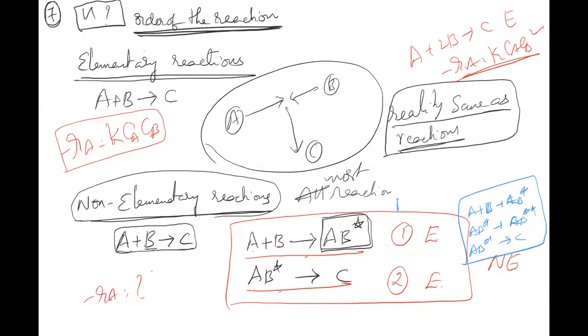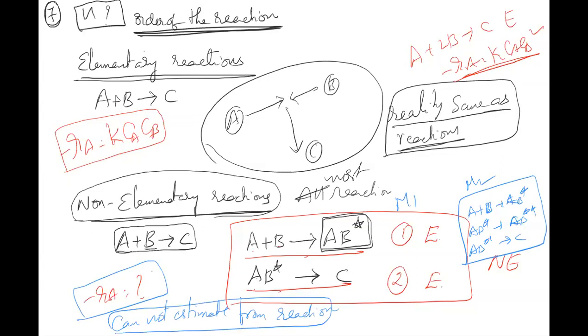This is mechanism one, and this is mechanism two. So you don't know which one is right. That is why you can't estimate from the reaction. It is not possible to estimate from the reaction. You have to do an experiment, and only then can you determine the rate of reaction. This is what comes before finding out the order of the reaction. We'll go to the next board, just take the notes.